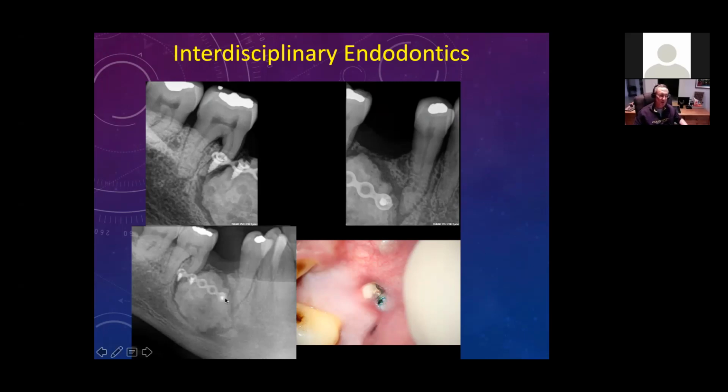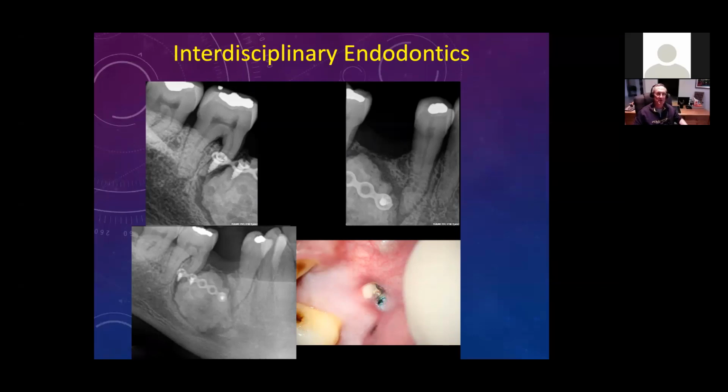I lecture a lot to study clubs and small groups. And when I show this case, I ask questions. One of the questions I ask them is, how's the graft doing? And usually somebody pipes up and says, well, it's not doing very well. It's got radiolucency around it. So then I ask them, so why did a periodontist refer this patient to an endodontist? Obviously, they're going to regraft this. What was the point of sending it to me? And usually the audience is stumped.